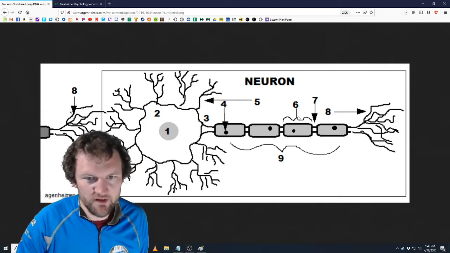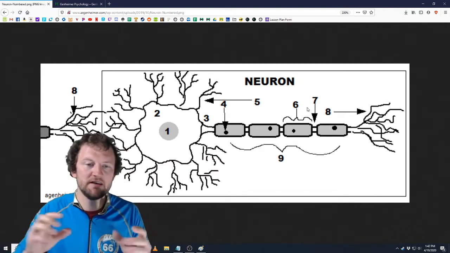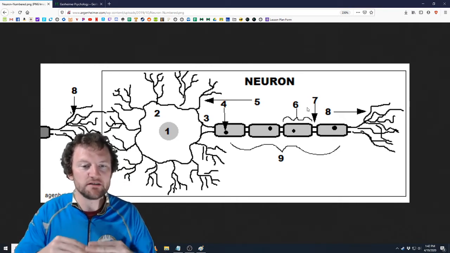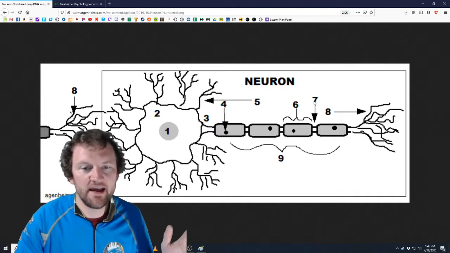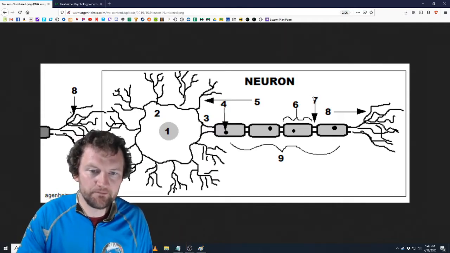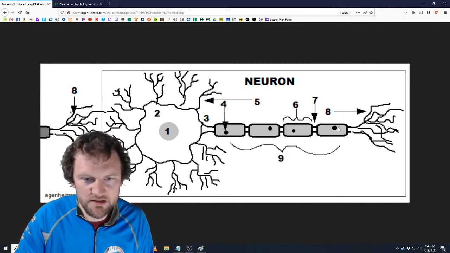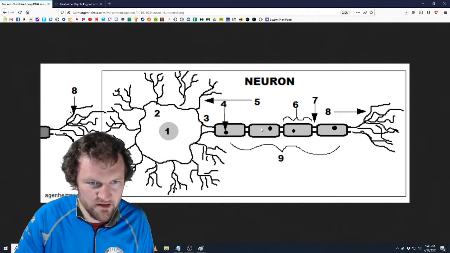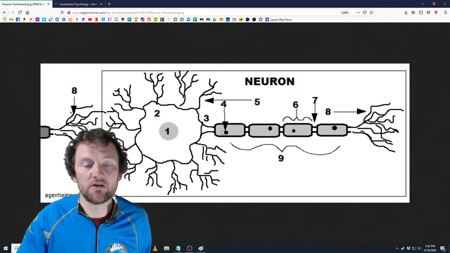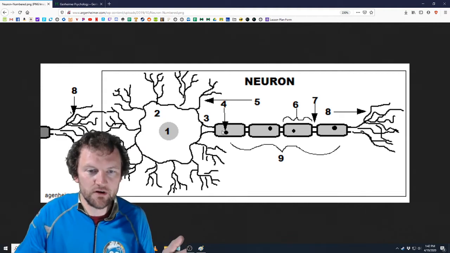I'm going to skip 3 for a second. 6 is the myelin sheath. It is a fatty tissue that insulates the axon. There are multiple myelin sheaths that insulate the entire axon, and in between the myelin sheaths is 7, which is the node of Ranvier. Why there are multiple myelin sheaths and not one large insulation, I'm not sure, but that's what is the case. Number 4 is the Schwann cell. Schwann cell is a cell inside of the myelin sheath that creates the myelin. So it's the producer of myelin.